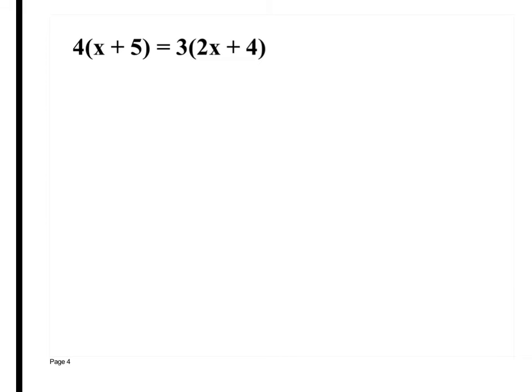We have 4 times (x plus 5) equals 3 times (2x plus 4). I cannot divide both sides by 4 because this doesn't look very good, does it? Okay? Would you know what to do here? No. I haven't worked on that. Later on, we'll work on that. But right now, you don't know how to do this.